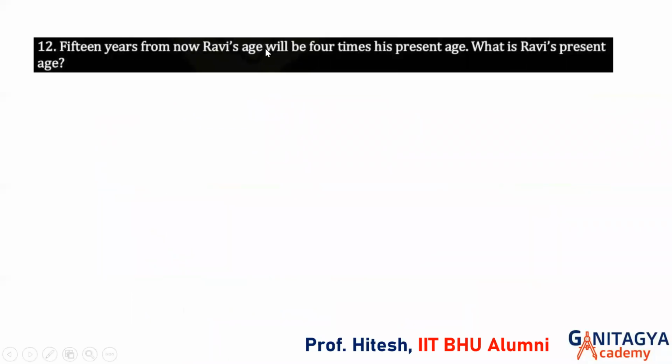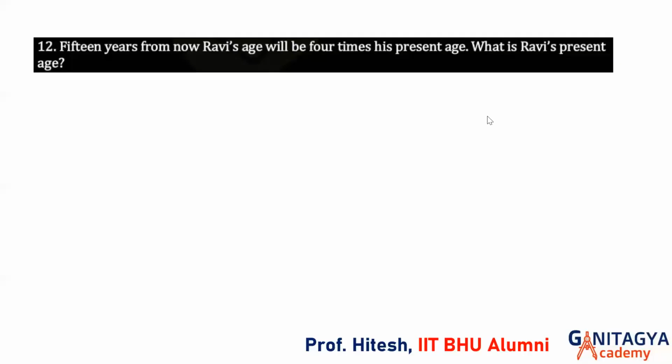So the next is: 15 years from now, Ravi's age will be 4 times his present age. So what is Ravi's present age? Very nice. Please write down the question and then let me know. Chaliye, everybody has written? Okay, fine. So let us say Ravi's present age is equal to x years.